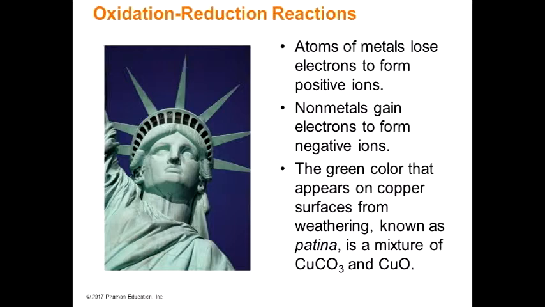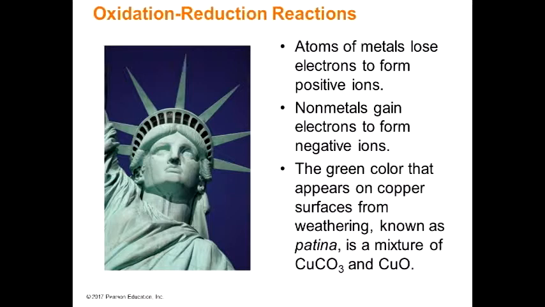Atoms of metals lose electrons to form positive ions. On the periodic table, metals like to go to the left side of the periodic table to become noble. They like to lose electrons, become more positive. Non-metals gain electrons, become more negative. Groups 14, 15, 16, 17 like to gain electrons, move to the right side of the periodic table to become noble. But groups 1 through 13 like to become positive and move to the left.